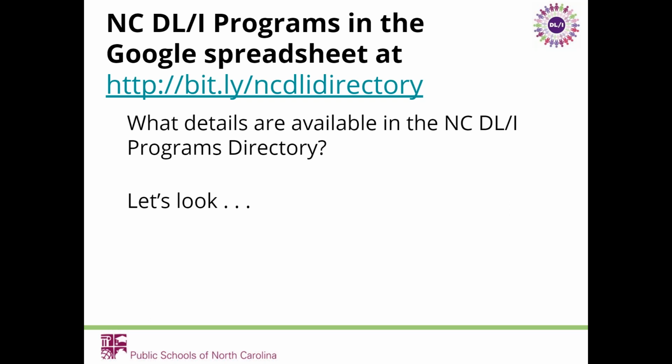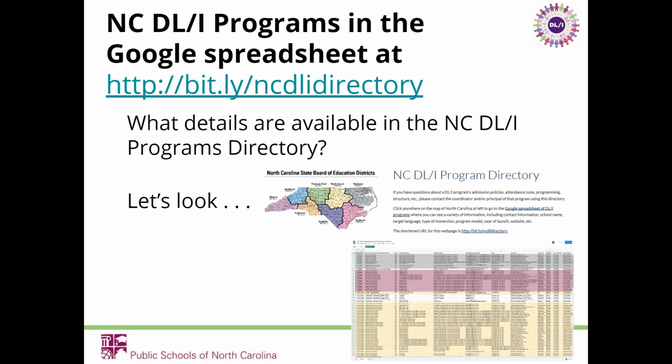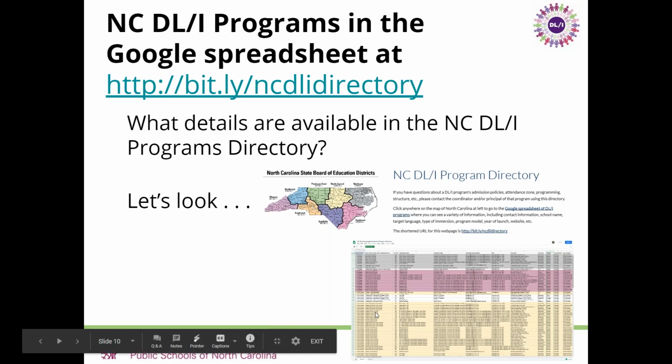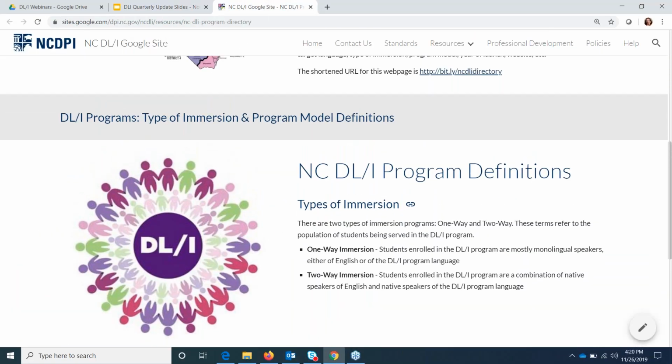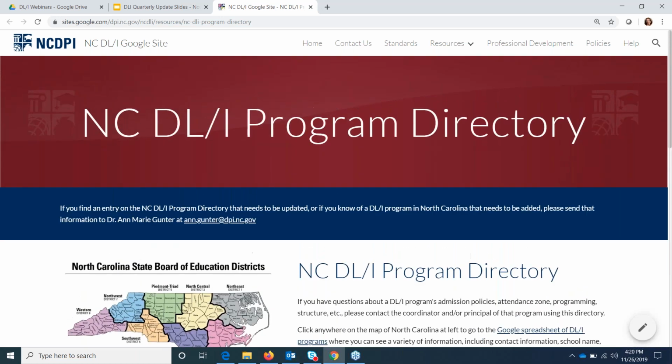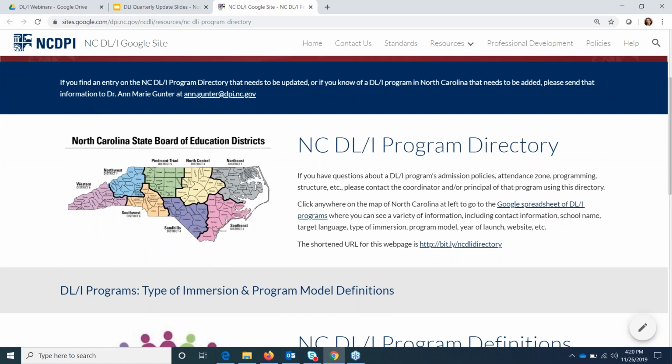So, one of the things I would ask you to think about is, what details are available in the NCDLI programs directory? We're going to take a look. But I want you to consider that, again, this is a Google spreadsheet, and there's a lot of information. So we'll jump out to that. And you'll notice we went right back to the page that is our NCDLI program directory, and you see the pieces here from the slide.